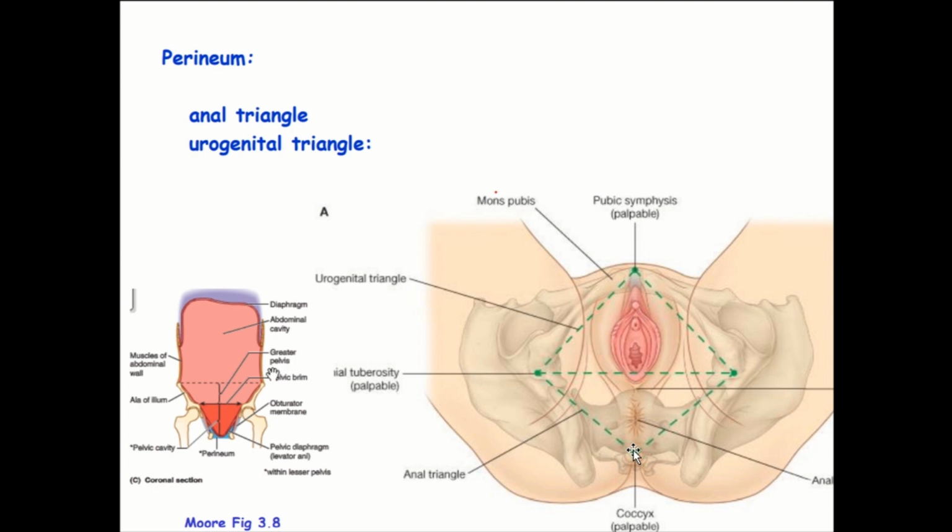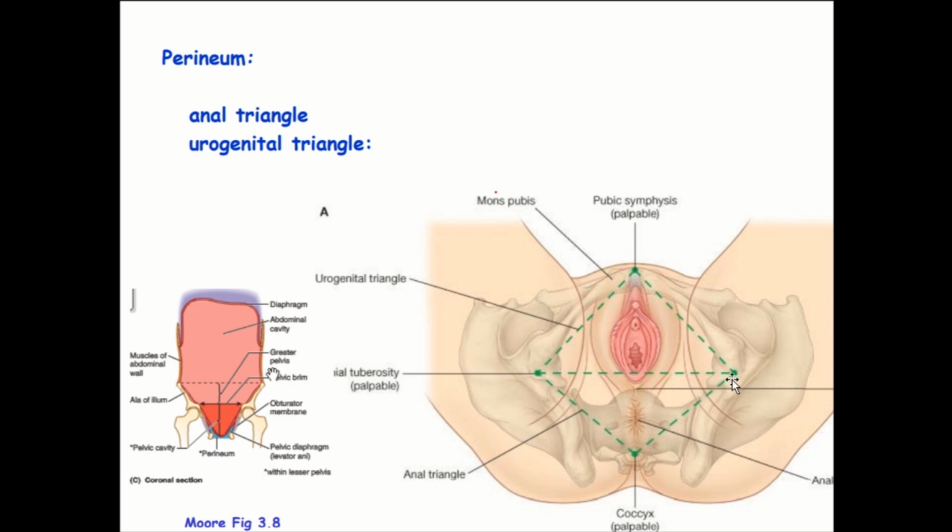Now, if you take a hypothetical line extending from one ischial tuberosity to the other, then with the help of that line, we can actually divide this diamond-shaped perineum into two triangles. We've got an anal triangle at the back where we can see the opening of the anus, and we've got the urogenital triangle in the front over here.